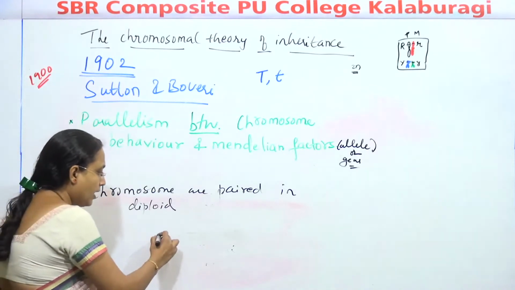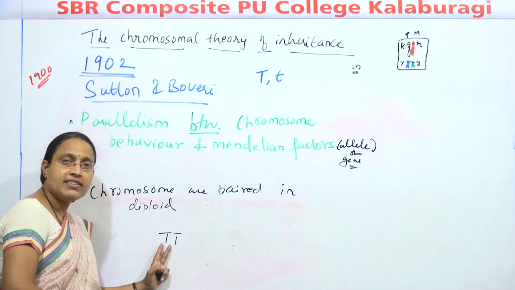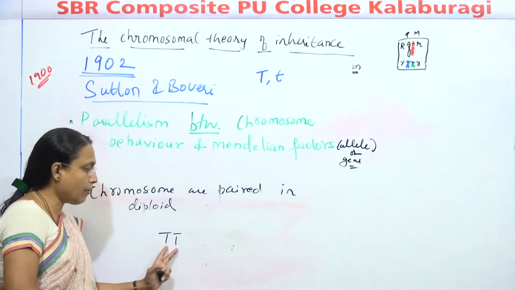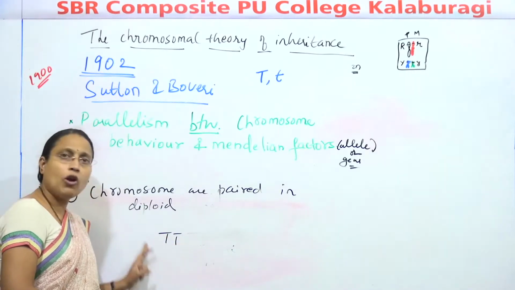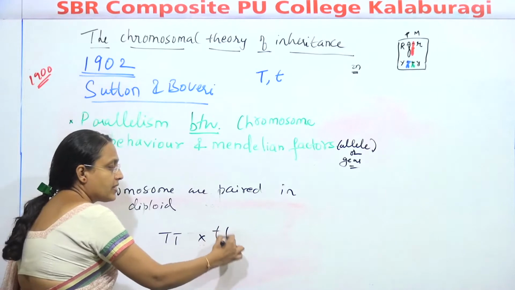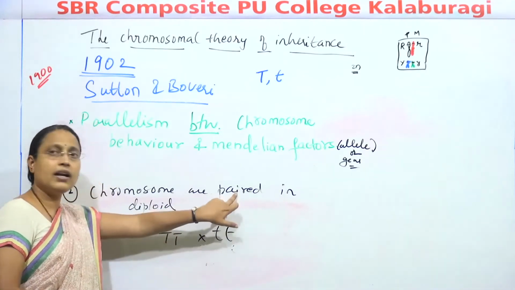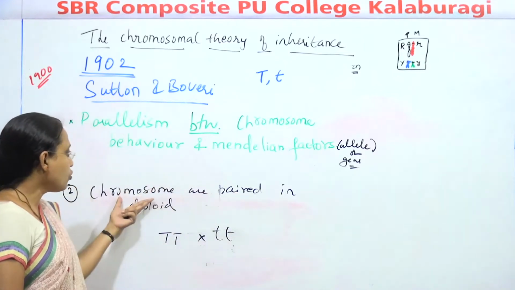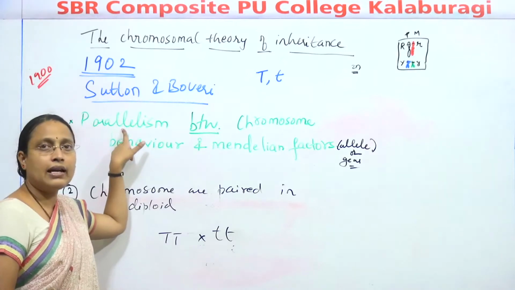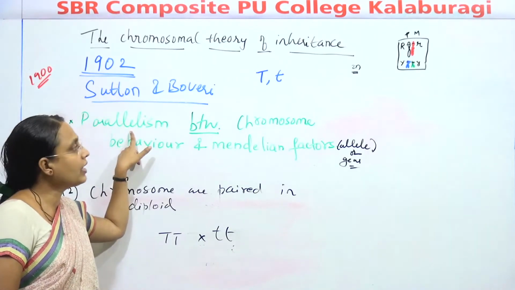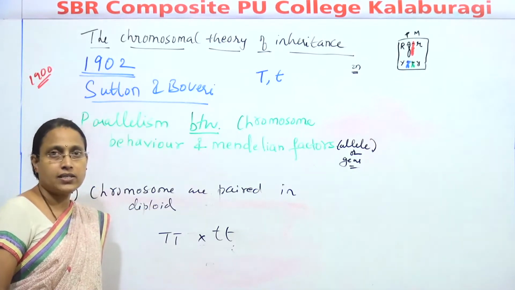For example, in a monohybrid cross, this is one of the parents, the body cells of the parent that will produce a gamete. The body cells will be having what? Capital T, and this is representing a diploid condition. And even this is representing a diploid condition. In diploid conditions, how will the factors be? The factors are in pair. So when chromosomes are in pair, the factors also will be paired. This is the second parallelism or similarity between chromosome behavior and Mendelian factors.